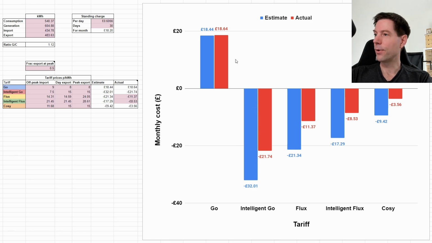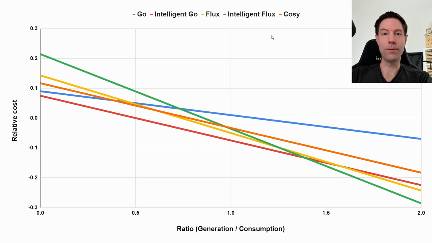So if you just take a quick look at the regular Go chart here of £18, and we subtract away the standing charge, that would bring this down to zero, and you can see my generation to consumption ratio was actually 1.1 for April. Now, if I go back to this rule of thumb chart, 1.1 is about here, and you can see that the regular Go blue line exactly crosses the zero line there, which means I was essentially spot on with my estimate.